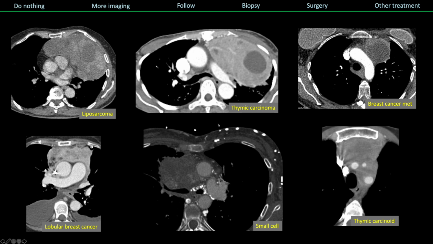This patient had occlusion of multiple veins with big collaterals, and an anterior mediastinal mass, which was biopsied and found to be a small cell lung cancer. So it's good to get that diagnosis up front, because chemotherapy and radiation is going to be the choice.